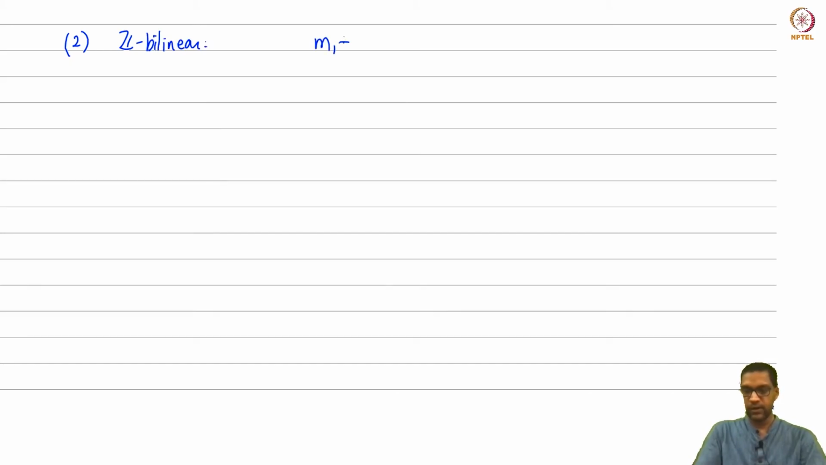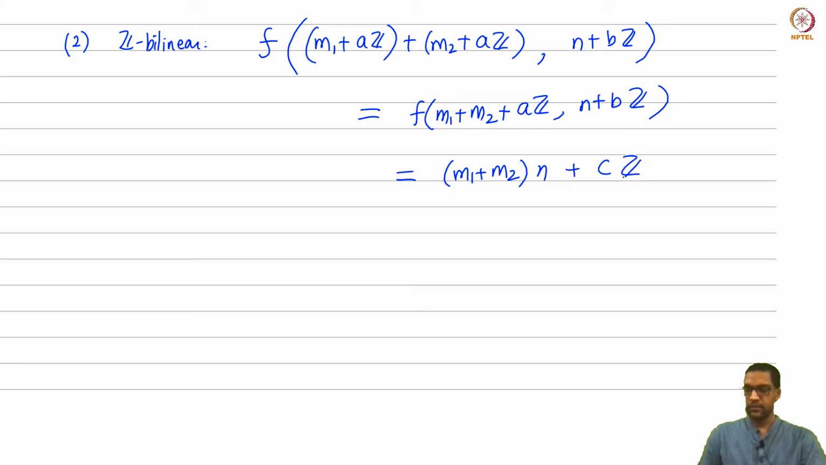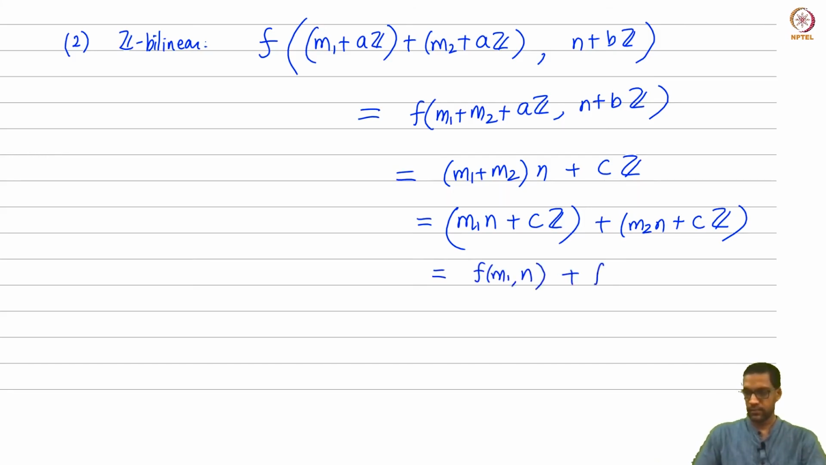So if I look at m1 plus az, what is f evaluated at? If I take a sum of two things in the first component, what is the answer? Well, by definition, this is just f of... So this is how you do addition of cosets, and this by definition is m1 plus m2 into n plus cz. But observe that's the same answer as m1n plus cz plus... So it splits into two pieces. So that's exactly f of m1n. So it's linear in the first variable.